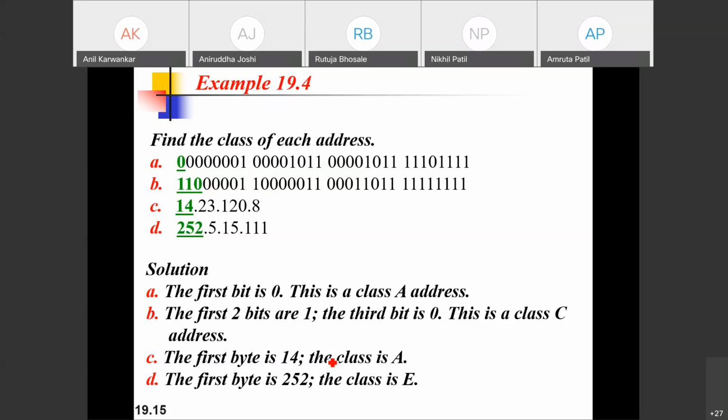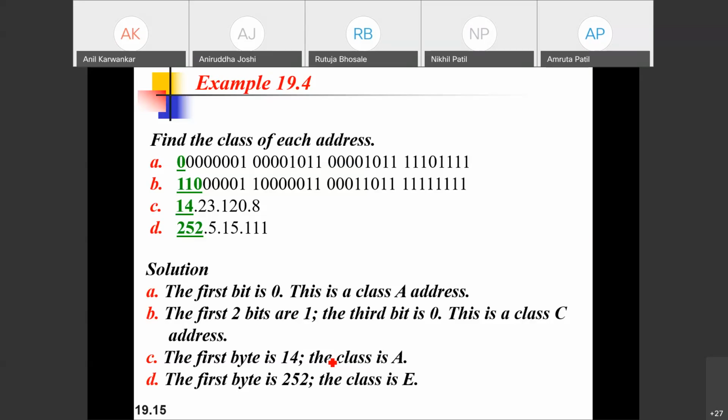When the first byte is 252, dotted decimal representation, it's a dotted decimal 252. For class E, it starts from 240 to 255. So 252 falls in 240 to 255. That's why it's a class E type of scheme. 255.255. Forget about the last three notations or last three bytes.